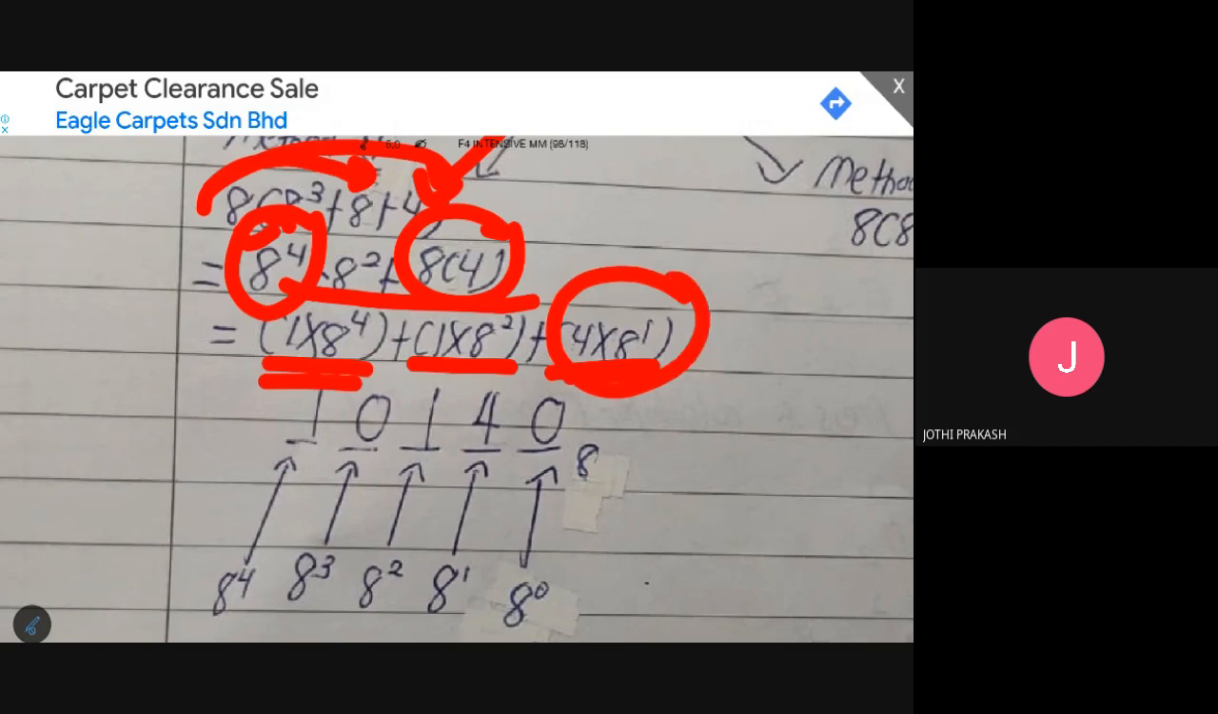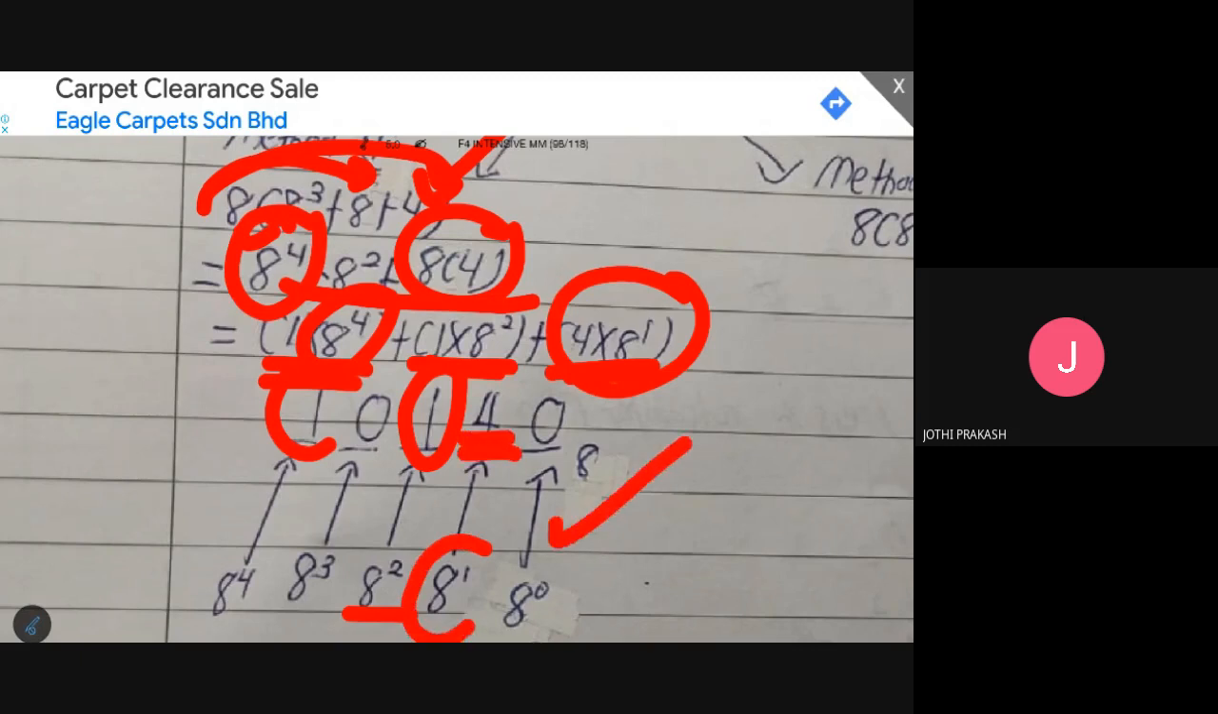Okay, so then you just fill in the numbers. 8 power 4, you have number 1. And then 8 power 2, you also have number 1, as you can see over here. And then 8 power 1, you have number 4. Okay, guys, can you understand this express method? How to get the answer? Yes or no?